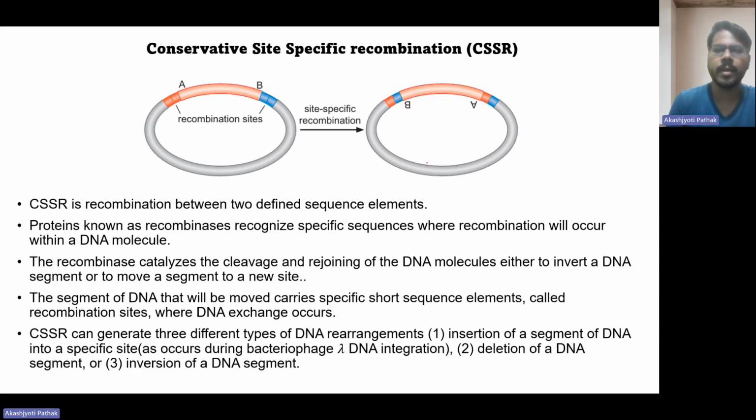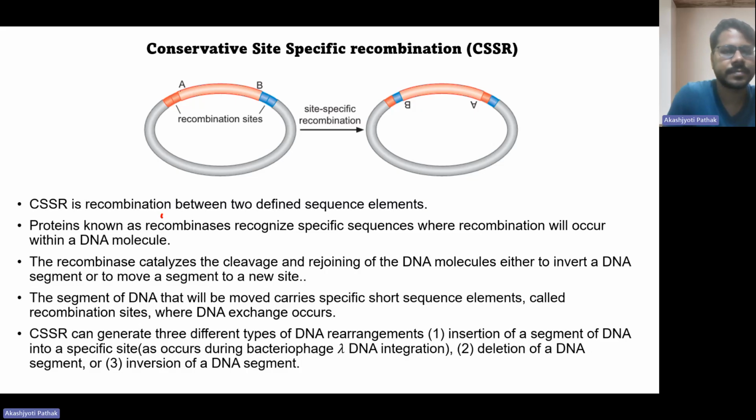Now we will learn about another non-homologous recombination, which is conservative site-specific recombination, CSSR. This conservative site-specific recombination is a type of recombination between two defined sequence elements. These are the two sequence elements you can see in this figure. For CSSR, there are proteins known as recombinases, which recognize the specific sequences where recombination will occur within a DNA molecule.